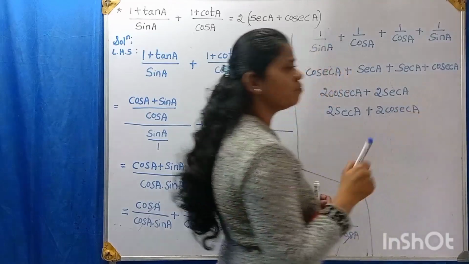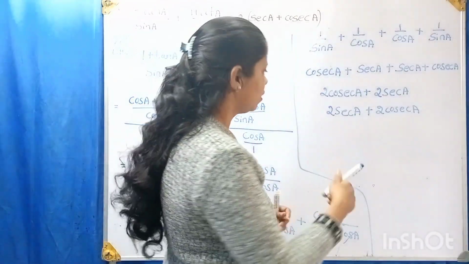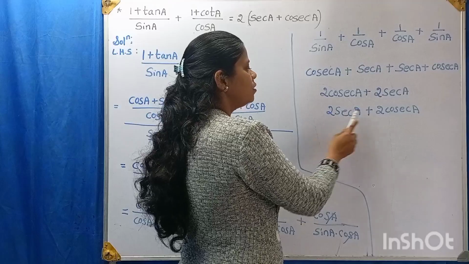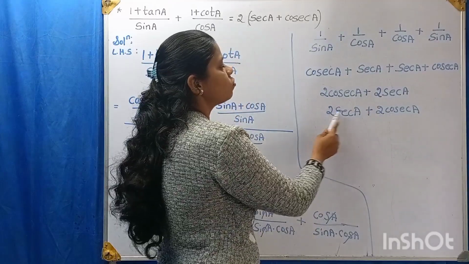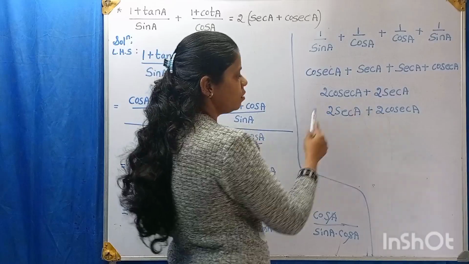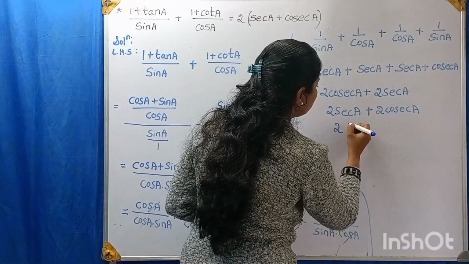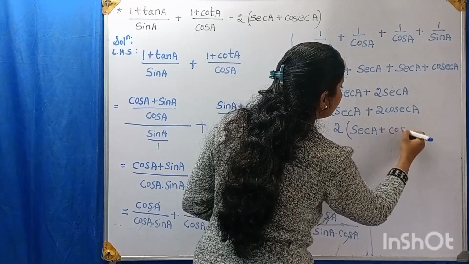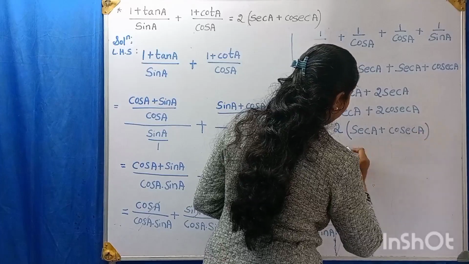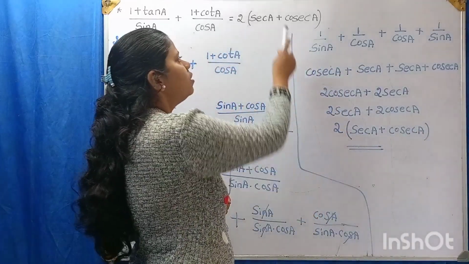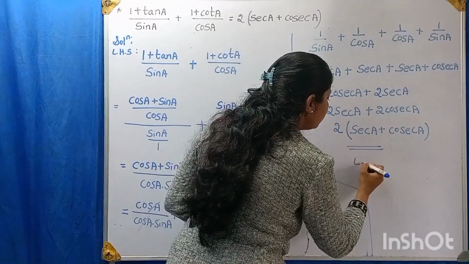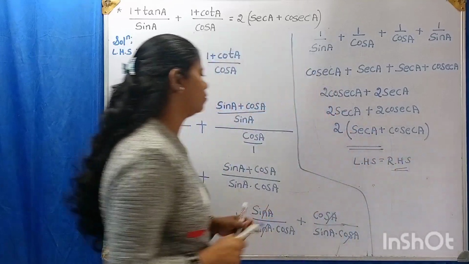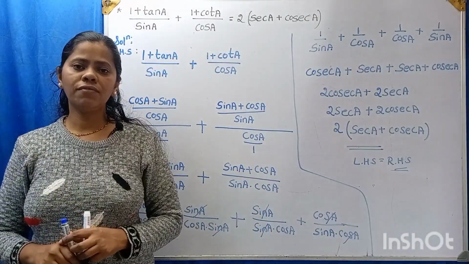In the same way, we write 1 plus 2 as 2 plus 1. Now 2 secant A plus 2 cosecant A. What is common in both? 2 is common in both. So take 2 common. Then what will it become? 2 into (secant A plus cosecant A). This is our RHS. We proved that LHS is equal to RHS. Hope you have understood. Thank you.